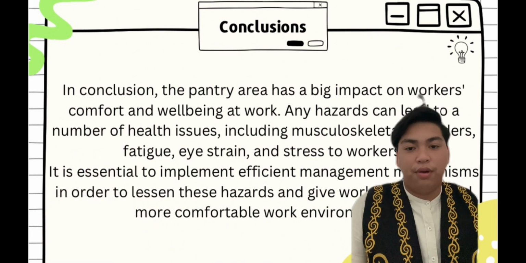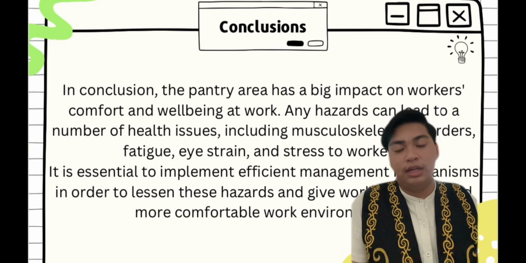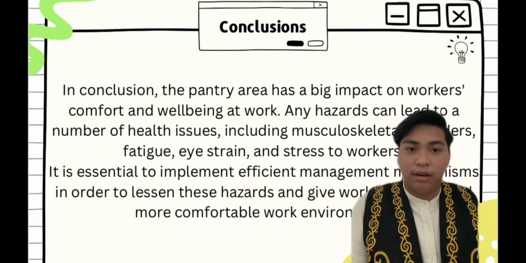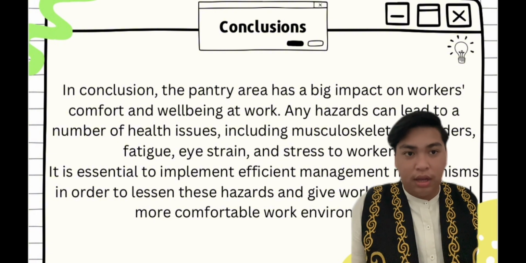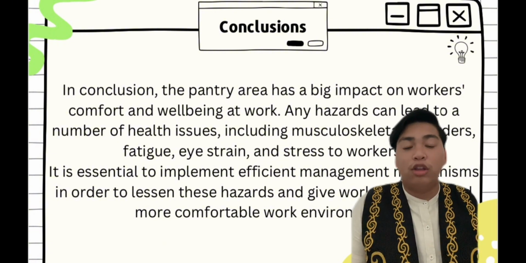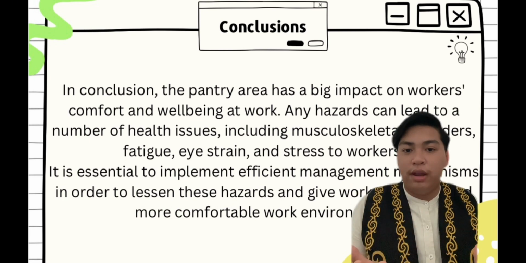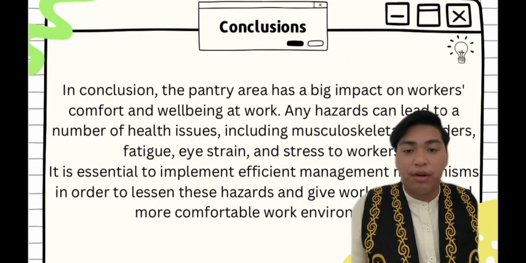Okay, for extra information, prioritizing ergonomic design in the pantry area can help the organization enhance worker productivity, health, and satisfaction. Making ergonomic improvement a priority shows that you are dedicated to giving every employee a safer and healthier work environment.